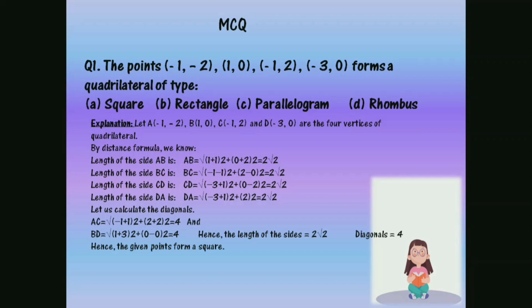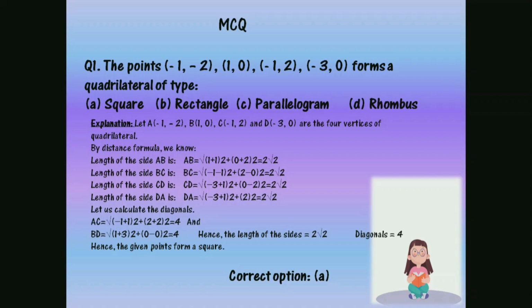So all the lengths are equal to 2 root 2. Using the distance formula, we are finding the length. Since all sides are equal, it can be a square or a rhombus. In that case, we have to find the diagonals. The diagonals AC and BD are equal to 4. So diagonals are equal and the lengths of the sides are also equal, then the quadrilateral forms a square. So option A is the correct answer.